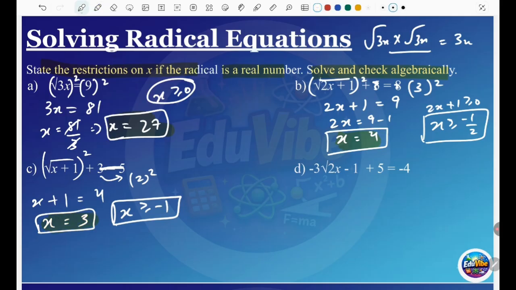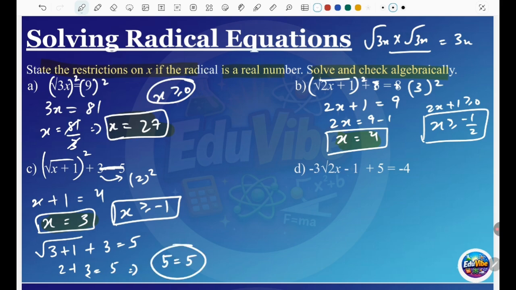So how can you check this? They mentioned that you have to check this thing. So I will do it with that example to show how we can check. So you get x is equal to 3. Put it in the first equation: root of 3 plus 1, plus 3 is equal to 5. So 3 plus 1 is 4, and root of 4 is 2. So 2 plus 3 is 5. And you will get 5 is equal to 5, which is hence verified.